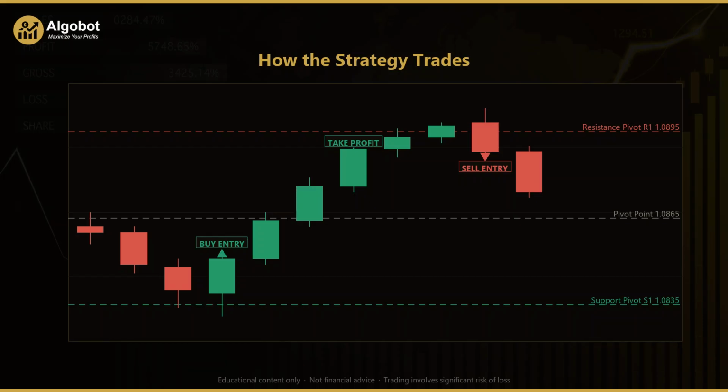Watch price grind higher and approach the resistance pivot, R1, at 1.0895. Again, the strategy waits. One candle climbs and pokes its high up to the resistance line, even nudging just above it. Sellers could be trapping the breakout, but the strategy needs confirmation. The following candle delivers it.